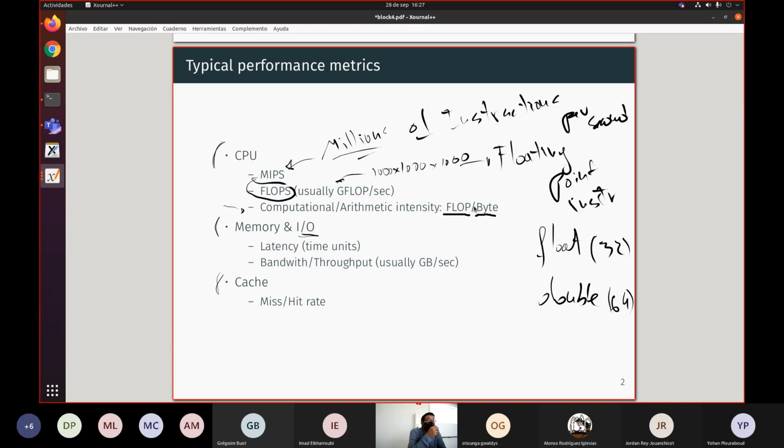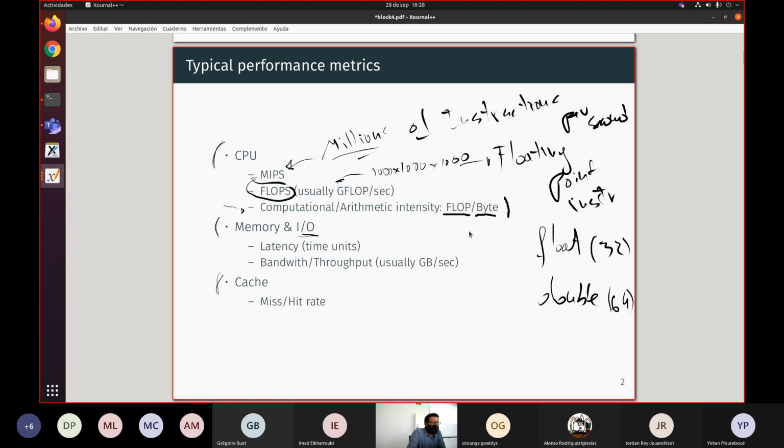If the computational intensity is very low, in the end, we have a lot of transfers between memory and CPU, and very little computation, and that's bad for performance. So that's basically the idea of this metric. Do you understand this concept, computational intensity?